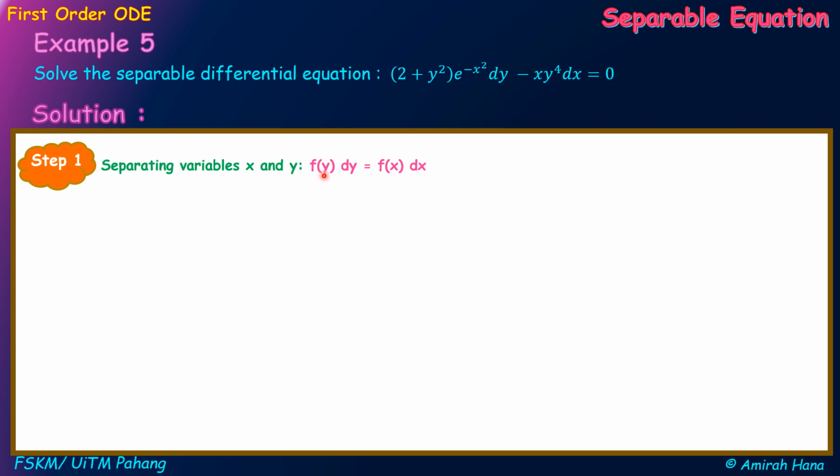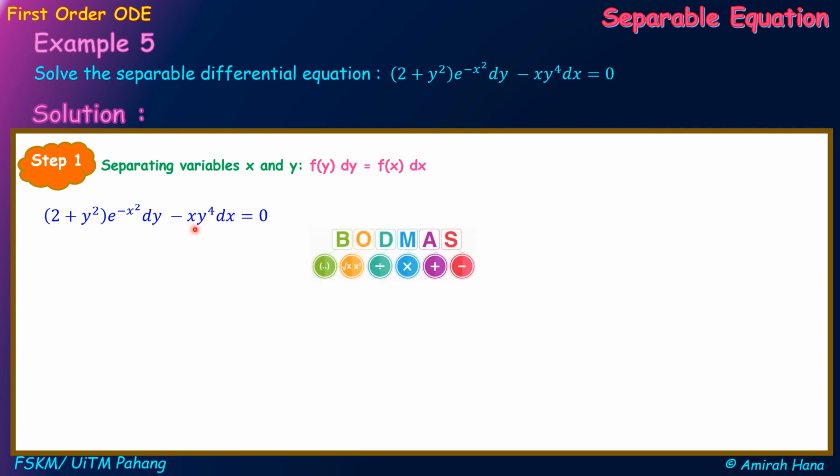x and y. On the left hand side, we want to write f(y) dy, and on the right hand side, we want to write f(x) dx. From the given question, when we want to separate, we need to reverse the order of BODMAS. We recall BODMAS. BODMAS is an acronym that stands for bracket, order, division, multiplication, addition, and subtraction. If we want to solve a mathematical operation, we need to follow the order of BODMAS. But if you want to separate, we need to reverse the order.